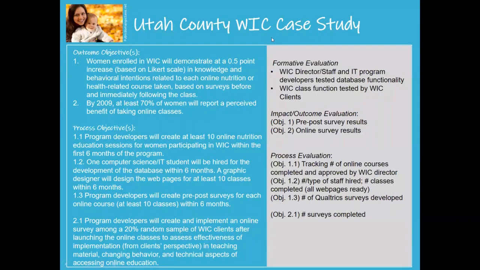So this is the Utah County WIC case study, and what I'm showing you on the left are the outcome and process objectives, and then on the right is the evaluation plan that we put together, and what we actually ended up implementing as well. So for formative evaluation, we wanted to make sure that the technology was working the way we intended.